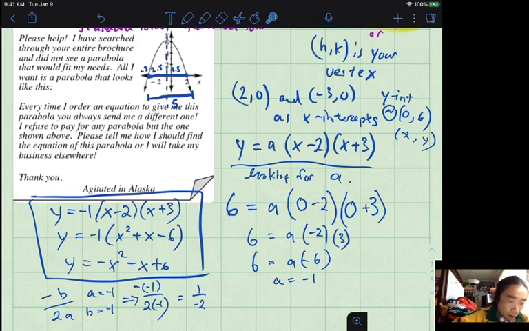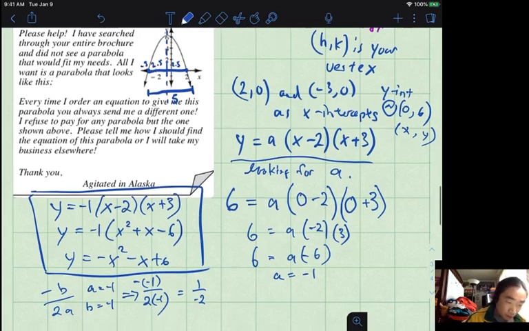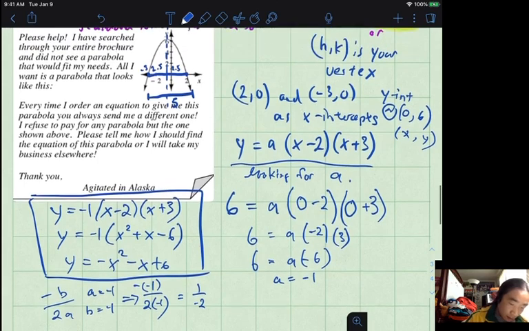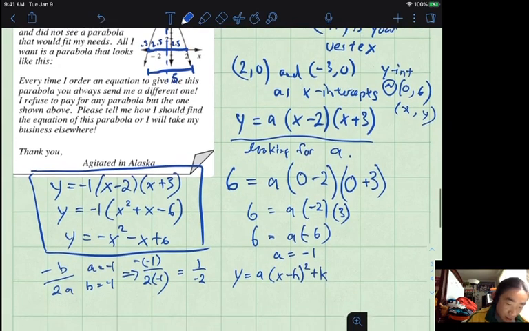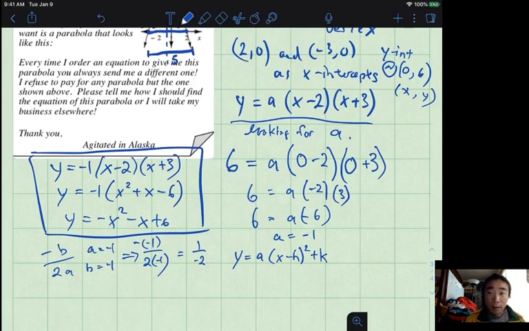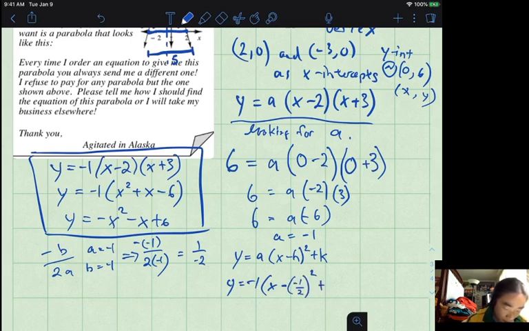And then from there, you can plug it in to this general form, y equals a(x minus h) squared plus k. k is the y coordinate of your vertex, not the y-intercept. So we can start plugging in values. We don't know y yet. We do know our a value is -1. We know your x coordinate is -1/2, so (x minus -1/2) squared plus k.